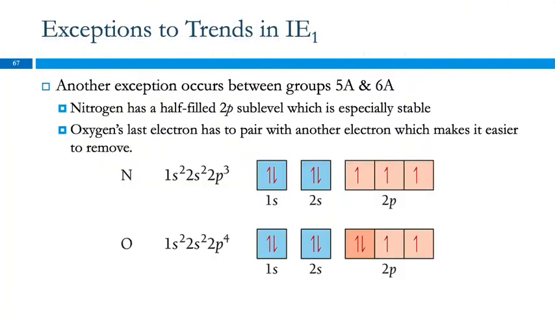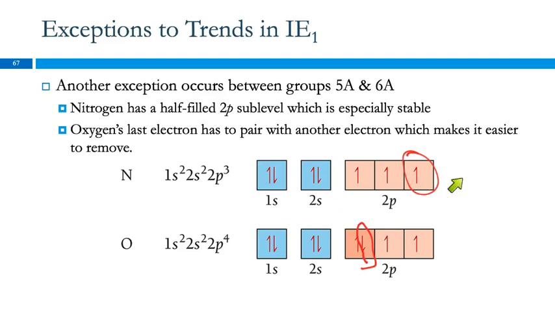We also see an exception between groups 5A and 6A, between nitrogen and oxygen, and here we've got it all drawn out for us. So removing an electron from nitrogen, we're going to remove this one. Removing one from oxygen, reverse order of filling, it would be this upside down one that's paired in that first orbital. This one has to pair up, and so it's easier to get rid of that one than it is to get rid of this one, which is pretty happy there with his own bed.